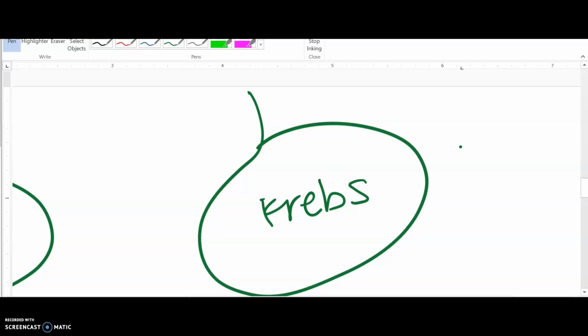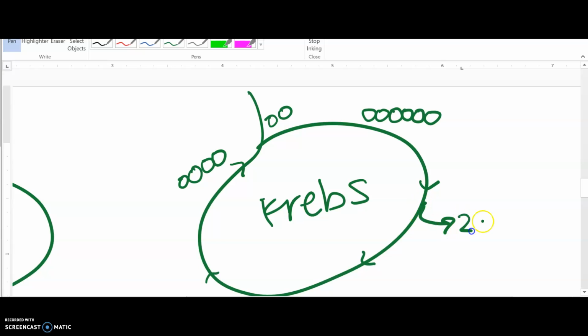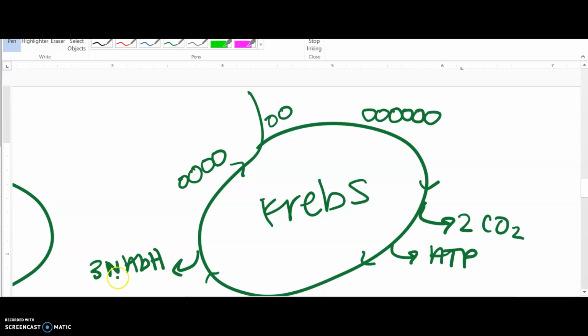It is a 2-carbon molecule, and it joins with a 4-carbon molecule to make a 6-carbon intermediate. Some more stuff happens. Some more intermediates get produced. You don't need to know the intermediates, but what you need to know is in this cycle, 2 carbon dioxides are produced, 1 ATP is produced, 3 NADHs are produced, and these are produced the same way as they've been, with NAD plus getting reduced.